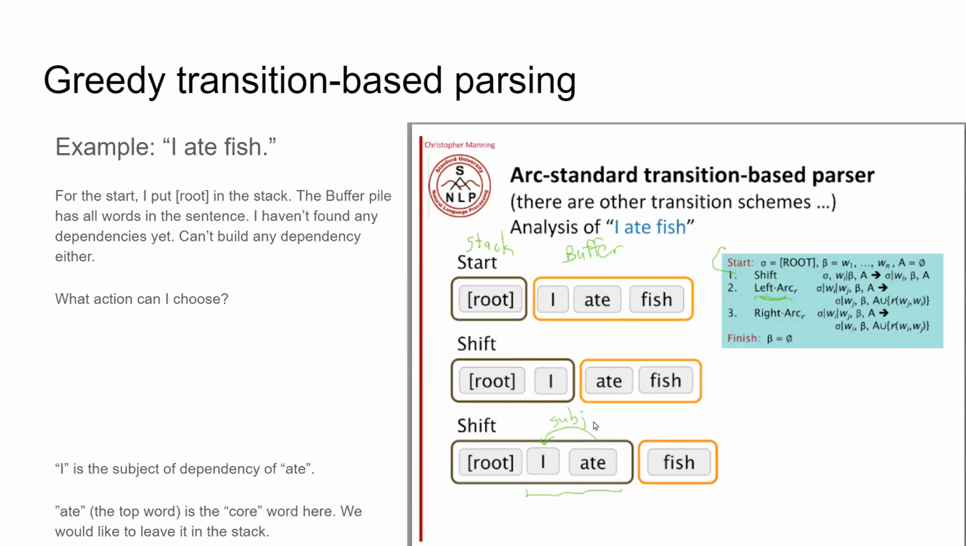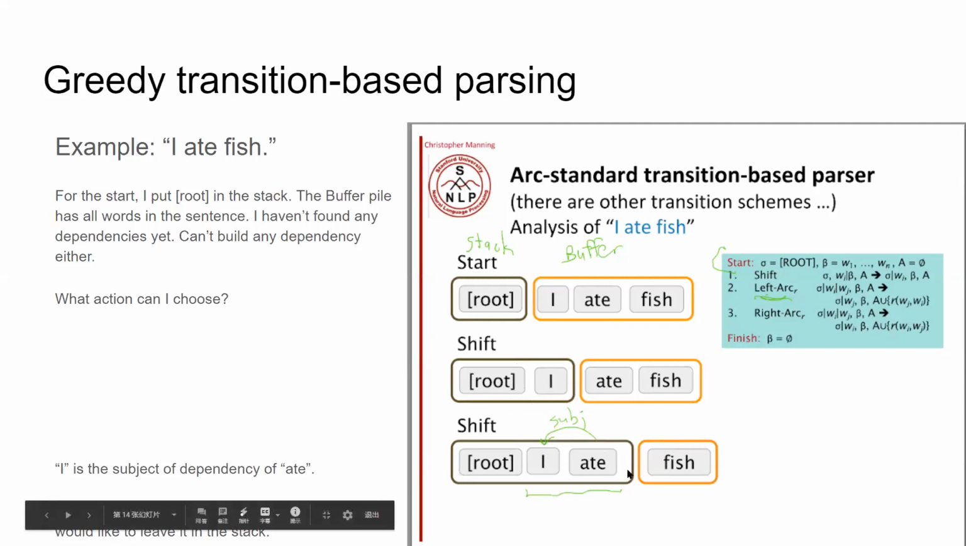So the right thing to do seems to be adding another word from the buffer to the stack, which is ate. So now the stack has I and ate. So I can do an analysis now as an arc here. We can tell that I is the subject noun to ate. So we can say the second top word, which is I, the dependent, is not so important.